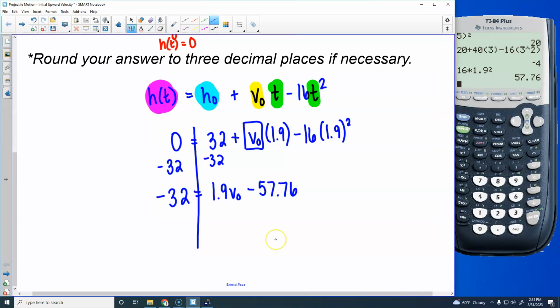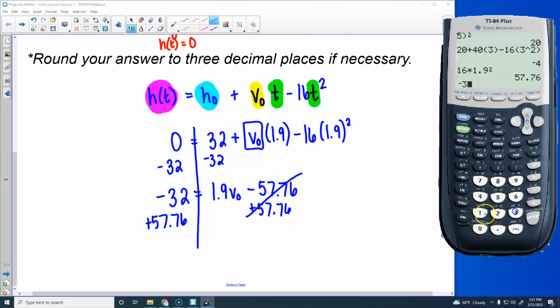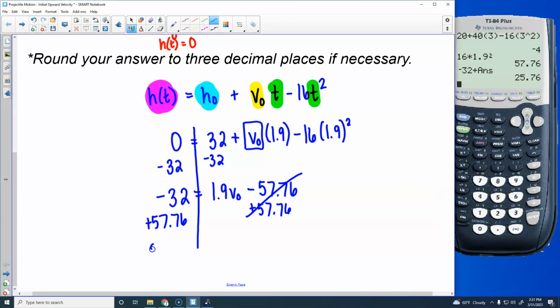Okay, this is starting to look more manageable, less scary. All right, Giancarlo, what would I do next? Good. Add the 57.76. And so negative 32 plus that 57.76 is going to give us 25.76.